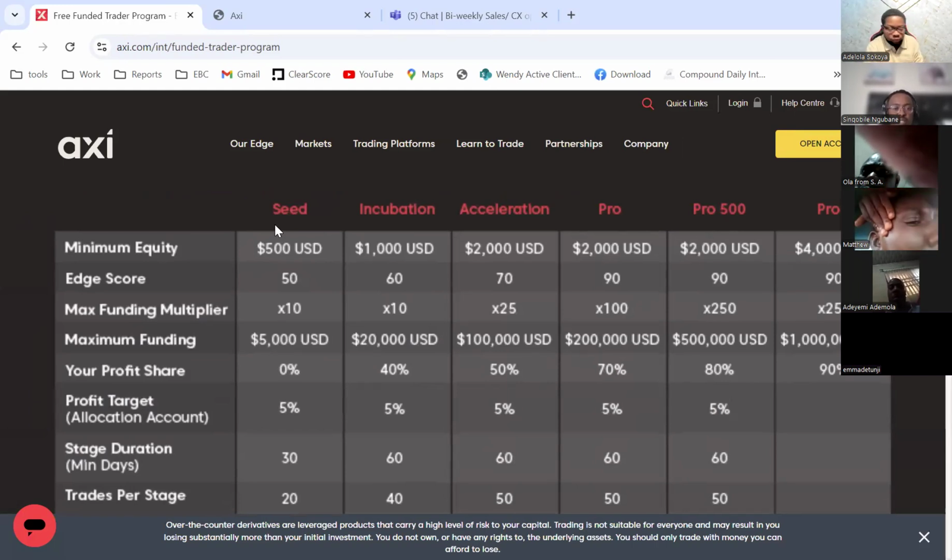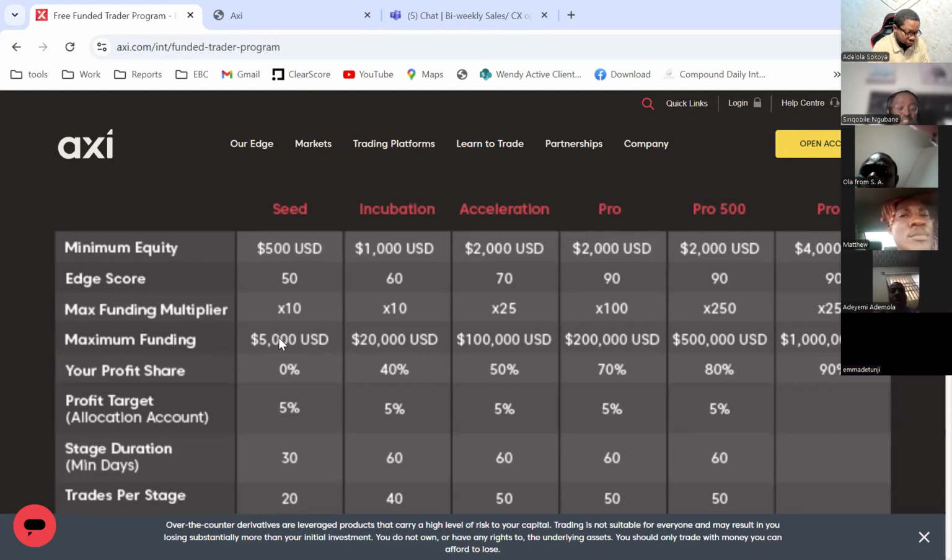So you have to open 20 trades, and then you also check your profitability and your risk management. On the system, if you score 50% plus, that's where you qualify for the funding. Then you'll be required to fund with $500, and on our side, we give you an allocation account with $5,000. And this is real money, meaning that now you'll have 2 accounts.